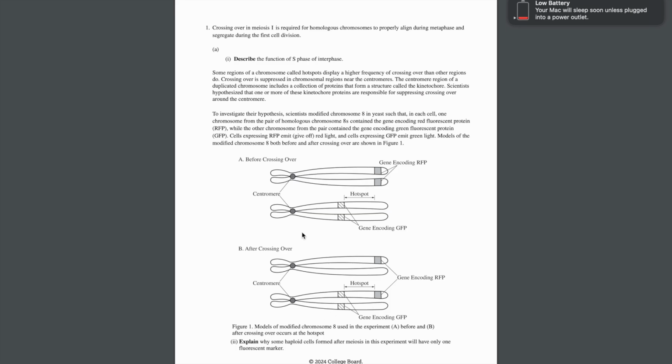So A2 asks us, explain why some haploid cells formed after meiosis in this experiment will have only one fluorescent marker. And what it's asking us is, why do we have this chromosome here after crossing over when here both chromosomes had 2 genes encoding for RFP? So a good answer to this would be, during meiosis, homologous chromosomes separate. If only one chromosome had the marker originally, half of the resulting cells will receive it.